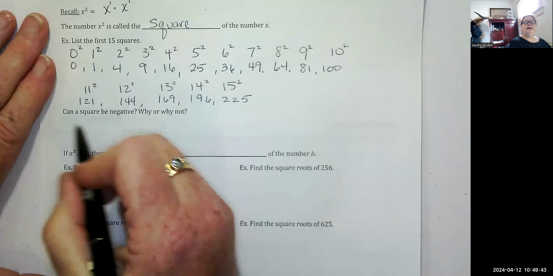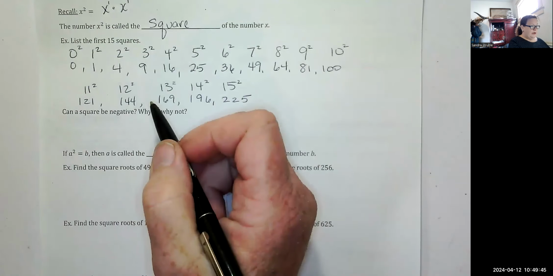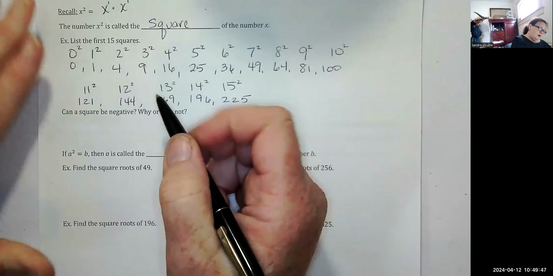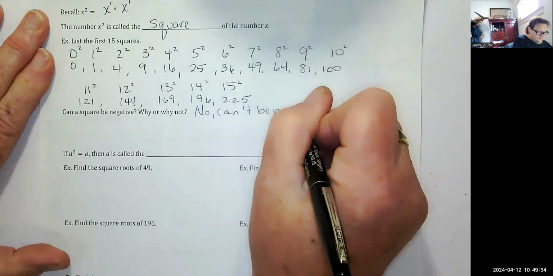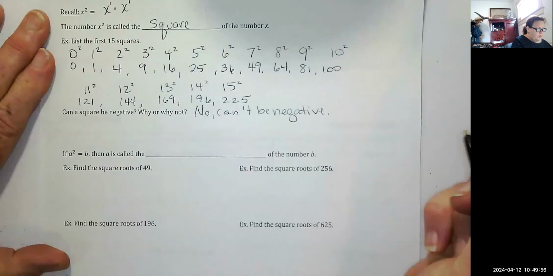Can a square be negative? No, a square cannot be negative. The question is why or why not? The answer is no, it cannot be negative. And then why or why not?